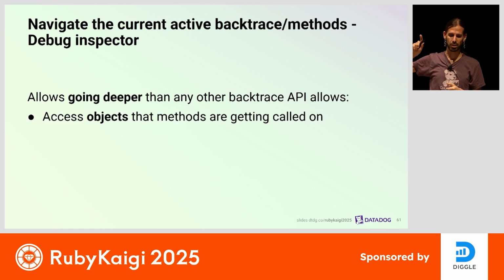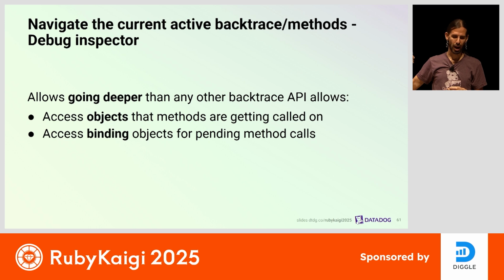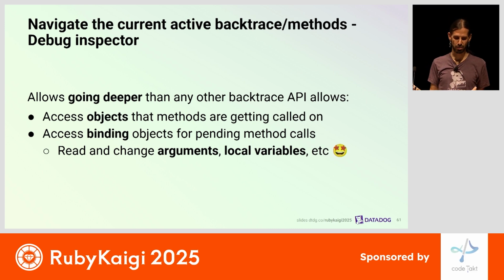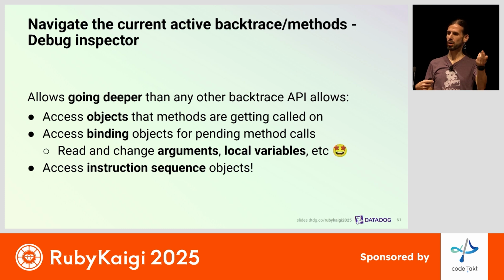It allows you to access the objects that methods are getting called on. It allows you to access the binding objects for those calls that are happening, which means you can read and change arguments from those calls. You can read and change local variables, etc. You can even access the instruction sequences, and you can then ask Ruby, OK, print the bytecode of the method that's getting called, like still here on the stack. So this is the debug inspector.